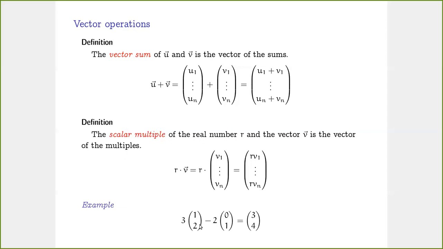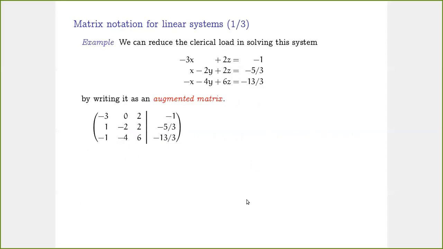So basically vector operations involve doing simple operations, multiplications of numbers, and additions and subtractions multiple times. Okay, let's see how to translate a linear system into a matrix or represent it as a matrix so we can make Gauss's method a little bit easier to carry out.